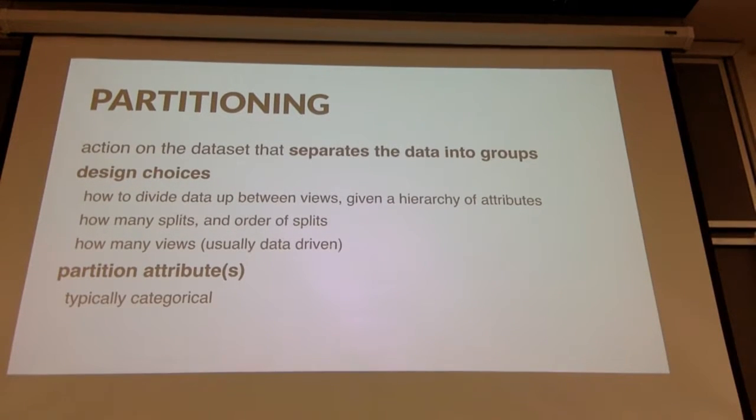How many views do you want to create? Which is a question that's usually data-driven. And which attributes are you using to partition? Obvious attributes to partition on would be categorical, but you could also bin numerical data. So, for example, if we have a data set of soccer players, and we want to look at who scored how many goals, what could be a categorical attribute that we could partition on?